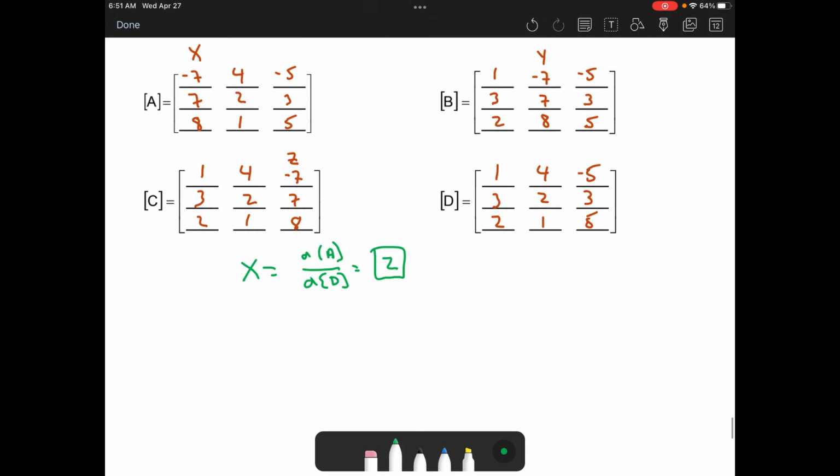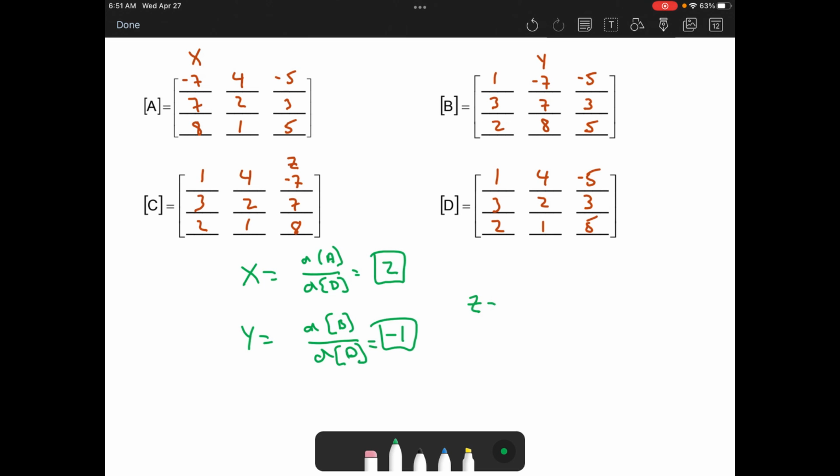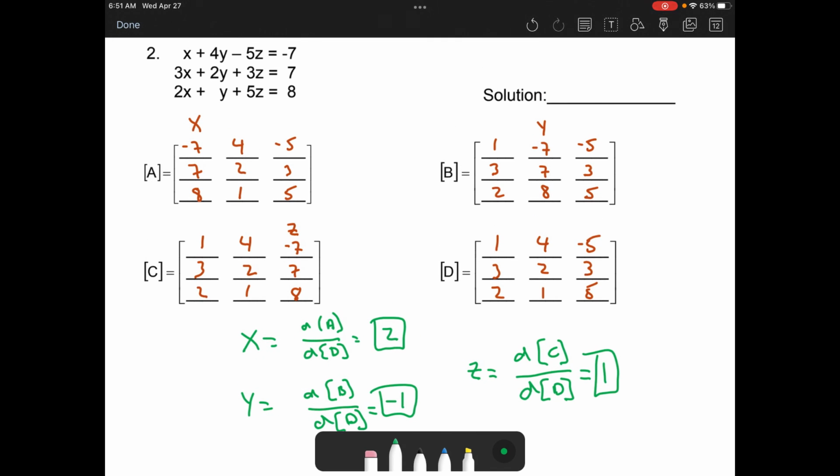Okay. Then for Y, I'm going to take the determinant of matrix B. I'm going to divide that by the determinant of matrix D. You get -1. And then finally, for Z, I'm going to take the determinant of matrix C. I'm going to divide that by the determinant of matrix D. We'll get Z equals +1. So X is equal to 2, Y is equal to -1, Z is equal to 1.